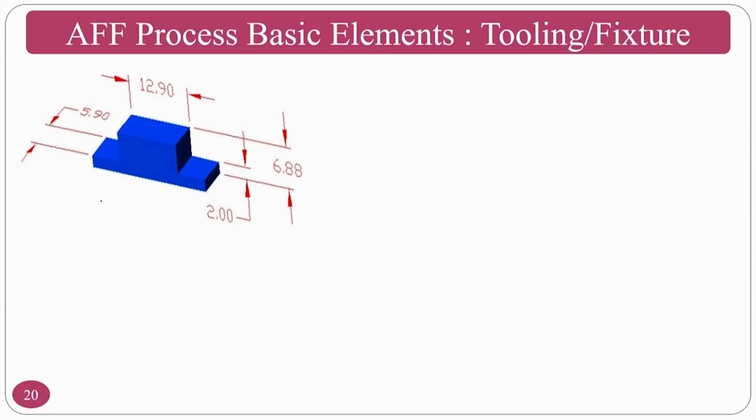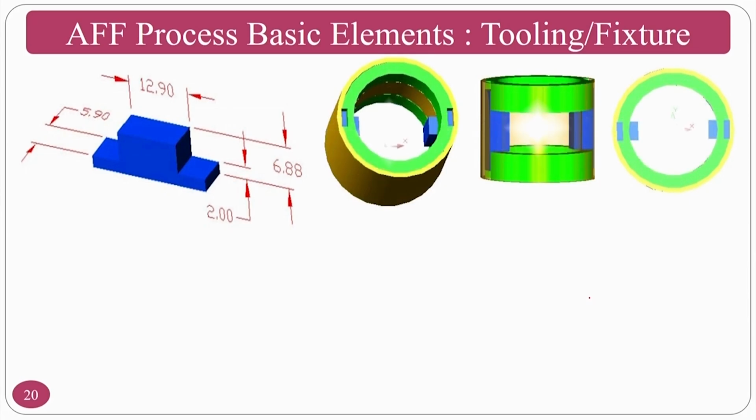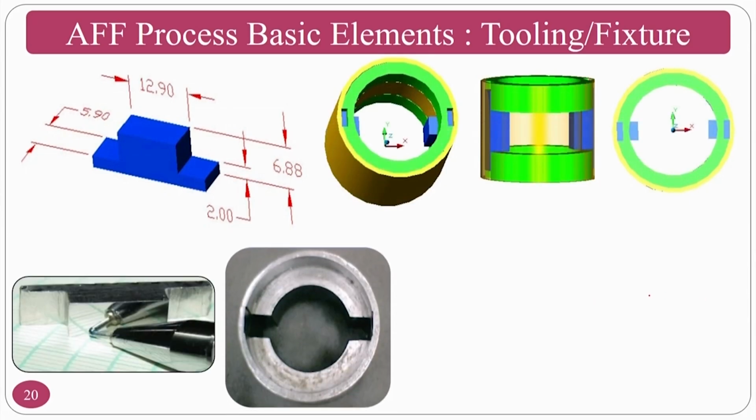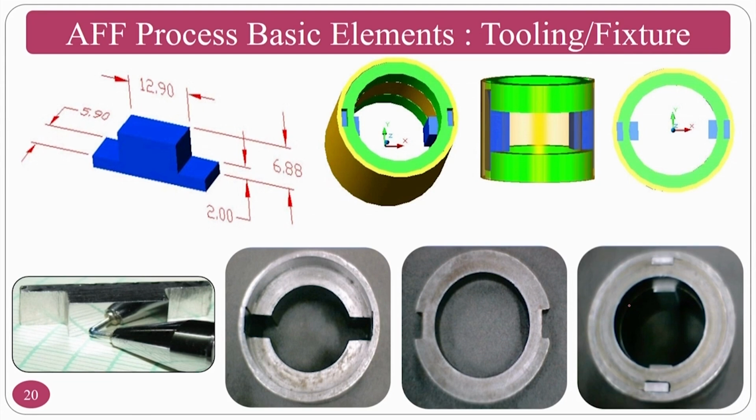You can also accommodate these in a hollow cylinder. How to accommodate? If you see these types of workpieces, you can see this is the finished workpiece after the AFF process. You can see the mirror surface finish on the workpiece. The same thing is given here in a schematic way.